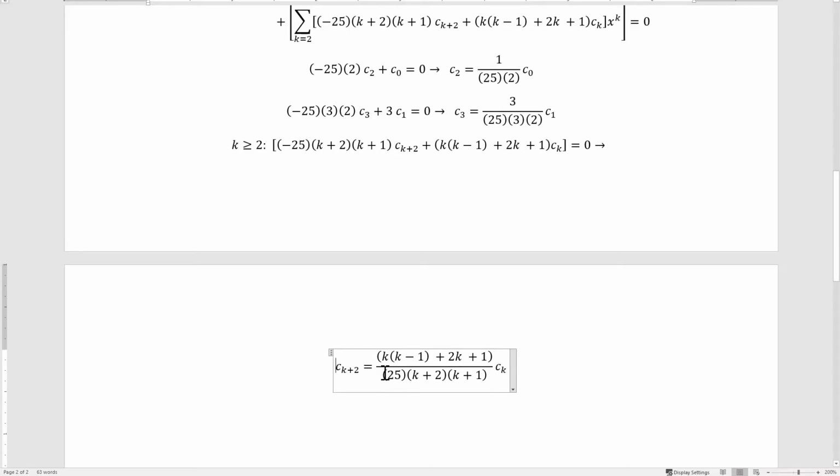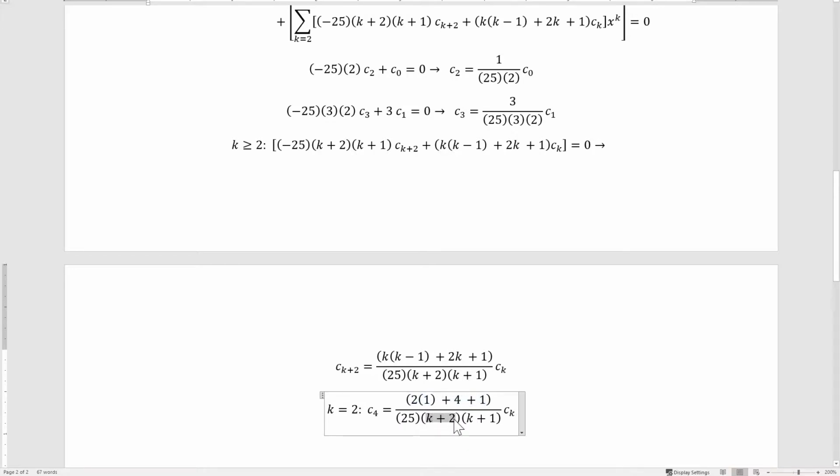So c sub k plus 2 is equal to this. These are values for k bigger than 2. So let's figure out how these things are going to look. So when k is equal to 2, that's our first case. Let's put k is equal to 2 here. 2 plus 2 is 4. We have a 2. 2 minus 1 is 1. 2k is 4. 4 plus 1, we'll figure that out. We have 25.